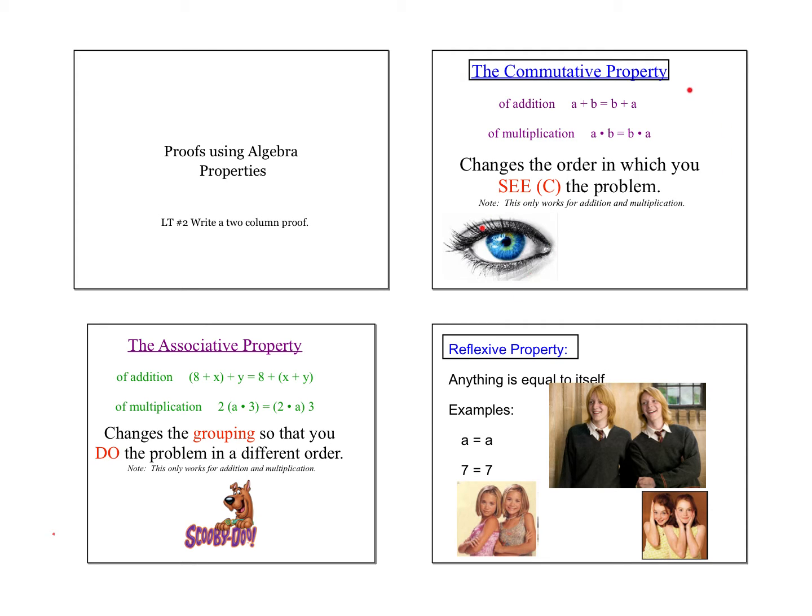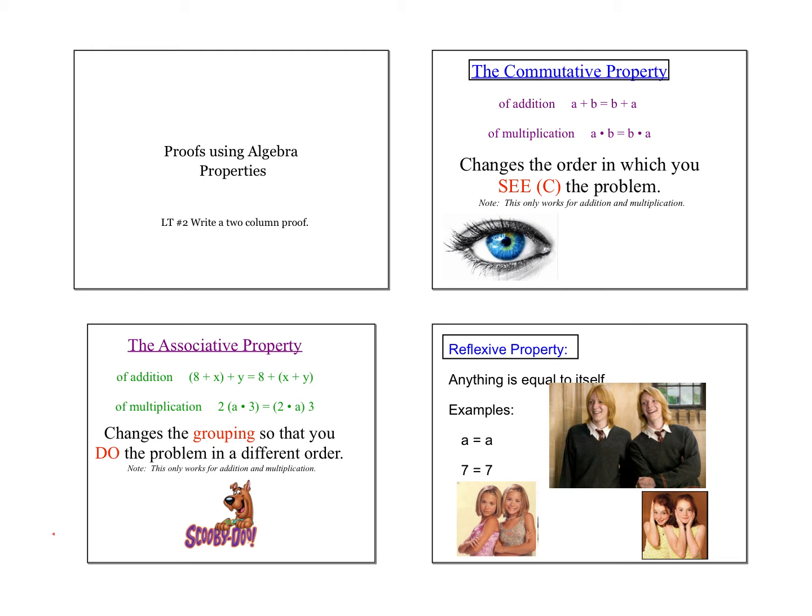So commutative property here is the property that tells us what you see, how you see the problem. So A plus B can be swapped to be B plus A. It works with addition and multiplication. A times B is B times A.